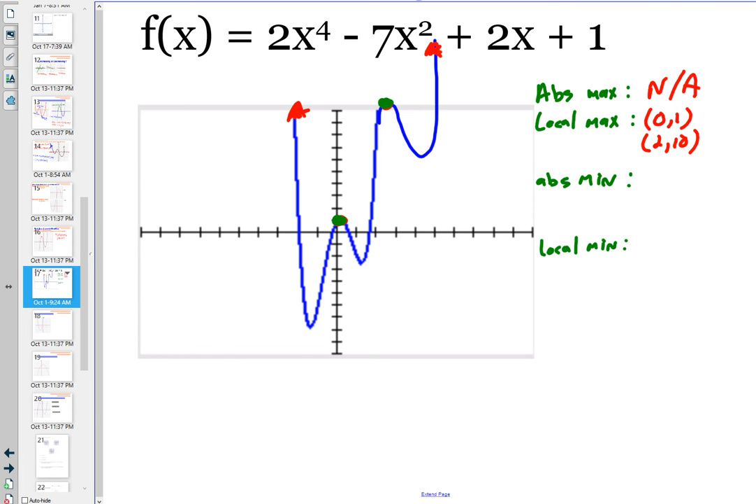Does this graph have an absolute min? Yes, how many? Just one. Absolute only has one. Absolute has to be the lowest point there. I can't tell from the drawing what they put for the absolute min. Oh, they put y equals -8.